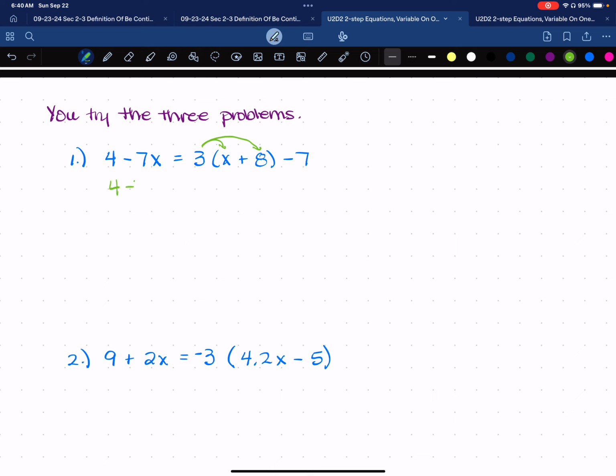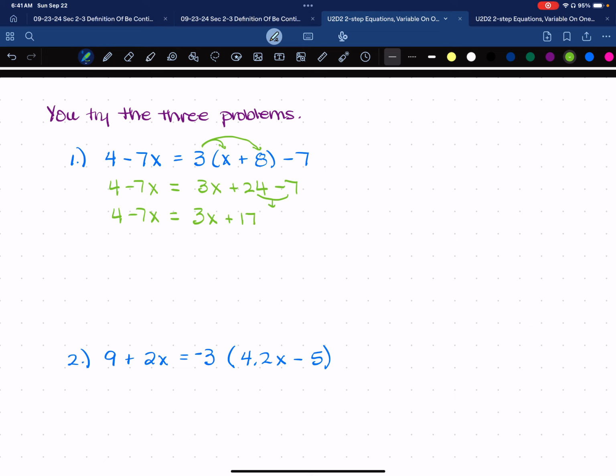So this is going to stay the same, 4 minus 7x, but then we have 3 times x, which is 3x, and 3 times 8, which is positive 24, and then we have minus 7. Now on the left-hand side, there's nothing to combine, nothing to simplify, so that stays the same. On the right-hand side, we can combine those. So the 3x will come down, and 24 minus 7 is positive 17.